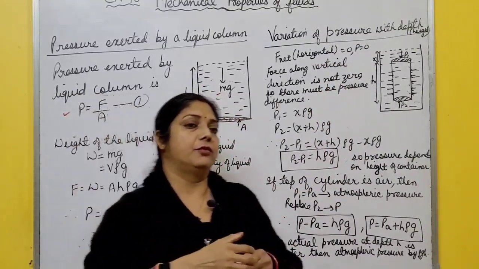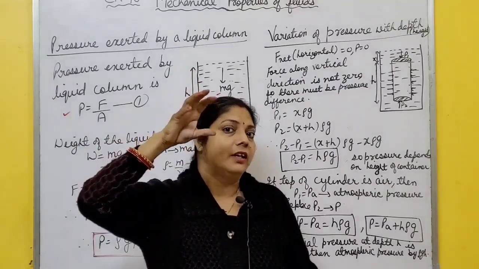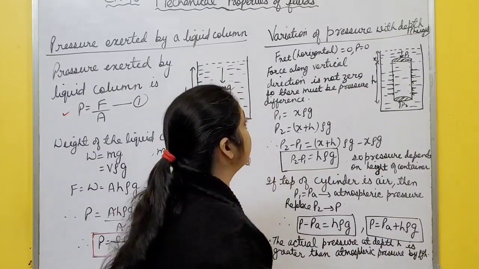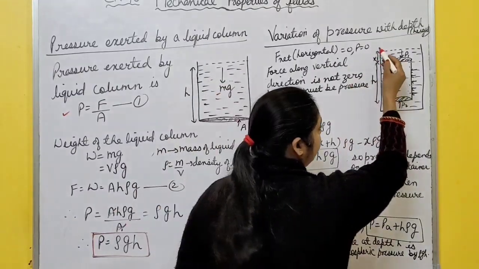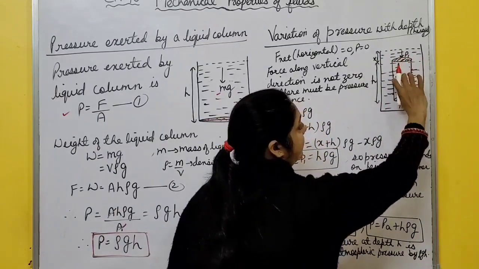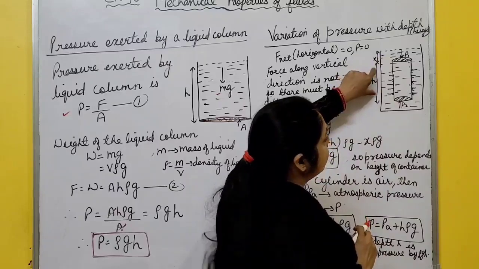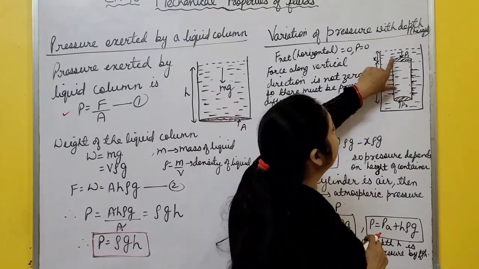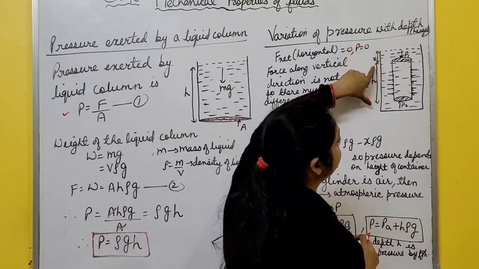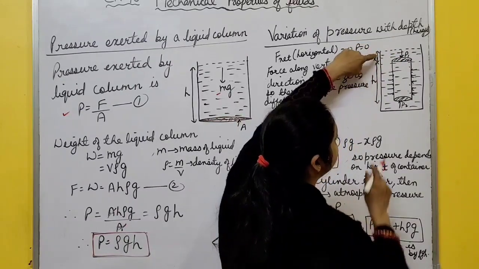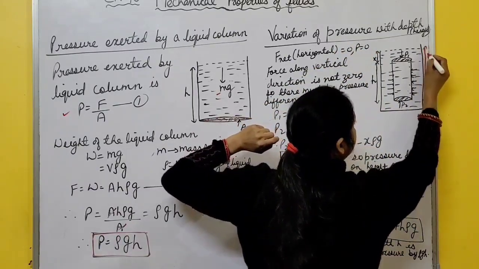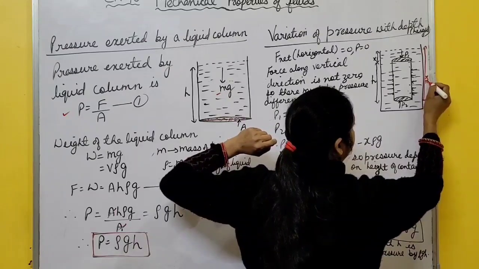Suppose you place some object inside the liquid. Now how much pressure is exerted by that object due to the depth of the liquid? Here, suppose there is a container in which liquid is filled, and you consider one cylindrical portion of height h. From the top surface, this upper point is at height x and this is h. So from the free surface, the total height becomes x plus h.